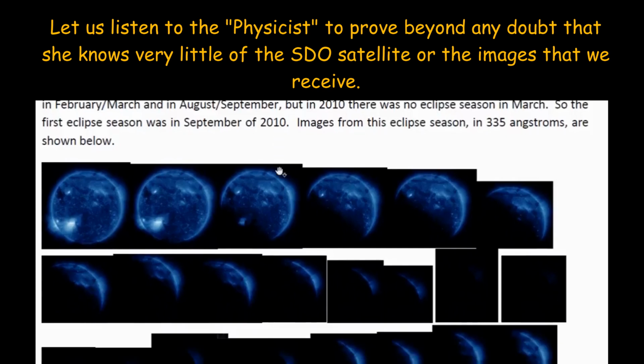The SDO satellite was officially launched on February 11, 2010, and the SDO eclipse season occurs in February or March and in August versus September. But in 2010, there was no eclipse season in March. So the first eclipse season was in September of 2010.